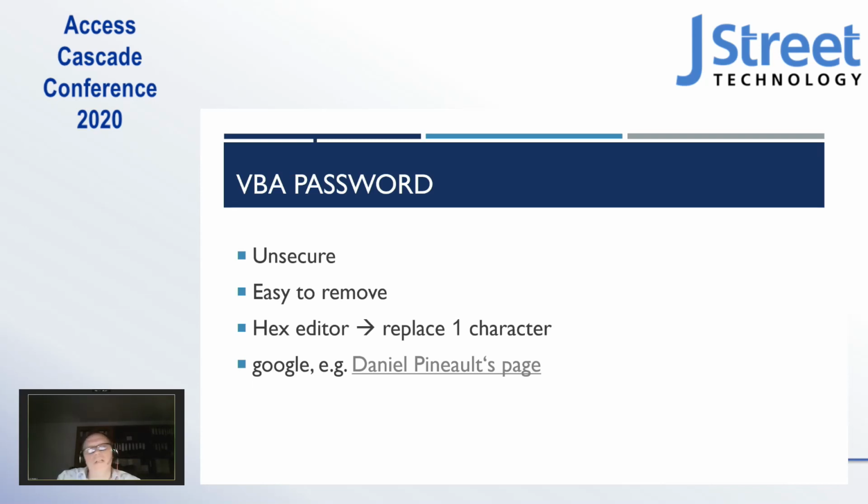Well, there would still be the VBA password. You shouldn't use it at all. It's so insecure and so easy to remove. It only takes a hex editor, and you have to replace a single character and you're done. So it maybe takes you 1 or 2 minutes, or 3 if you're inexperienced, but that's it with the VBA password. You can find all this on Google, and MVP colleague Daniel Pineault has a page with beautiful pictures on how to crack the VBA password. It's really easy, so no problem at all, even for inexperienced people. Don't rely on it.